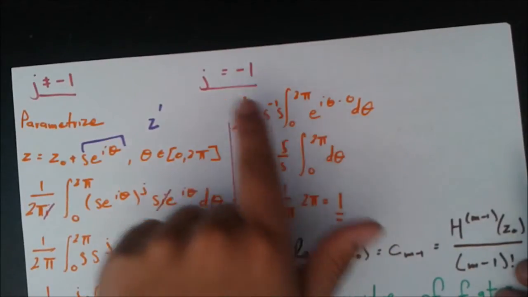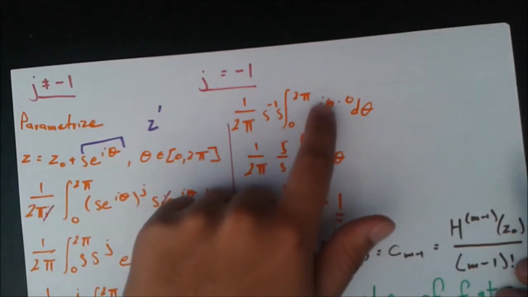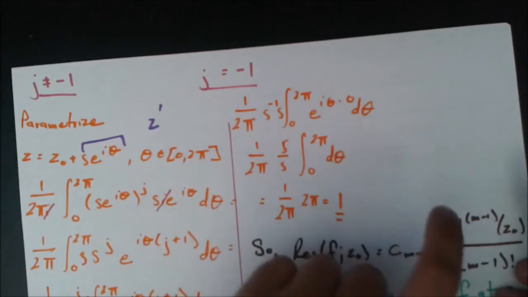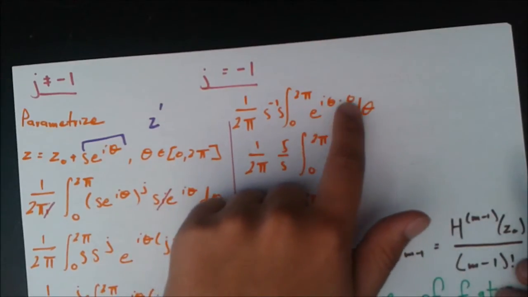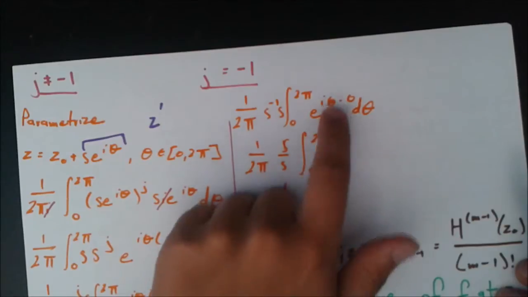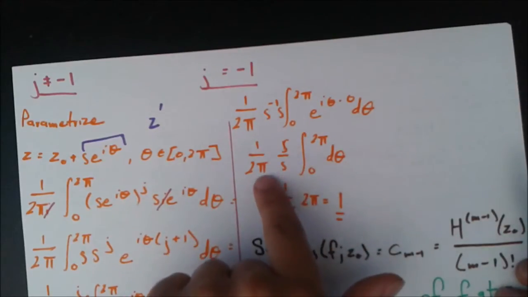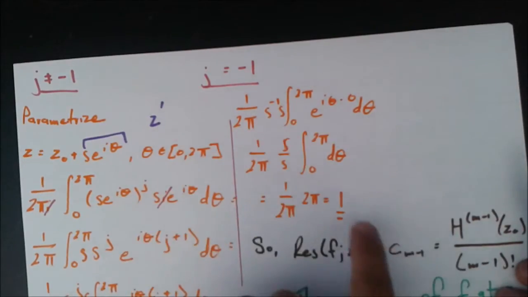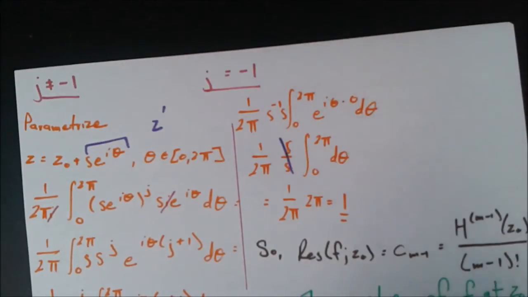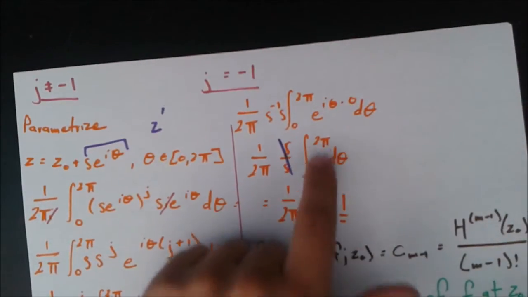So now we have e to the I theta. What is j plus 1? Negative 1 plus 1 is 0. So we're going to have e to the I theta to the power of 0 d theta. And e to the I theta to the power of 0 is going to be e to the 0, which is going to be 1. So we're just going to have 1 over 2 pi. And s to the negative 1 times s is just 1. So this actually just cancels out, which is nice. No more s. And we just have integral from 0 to 2 pi d theta.